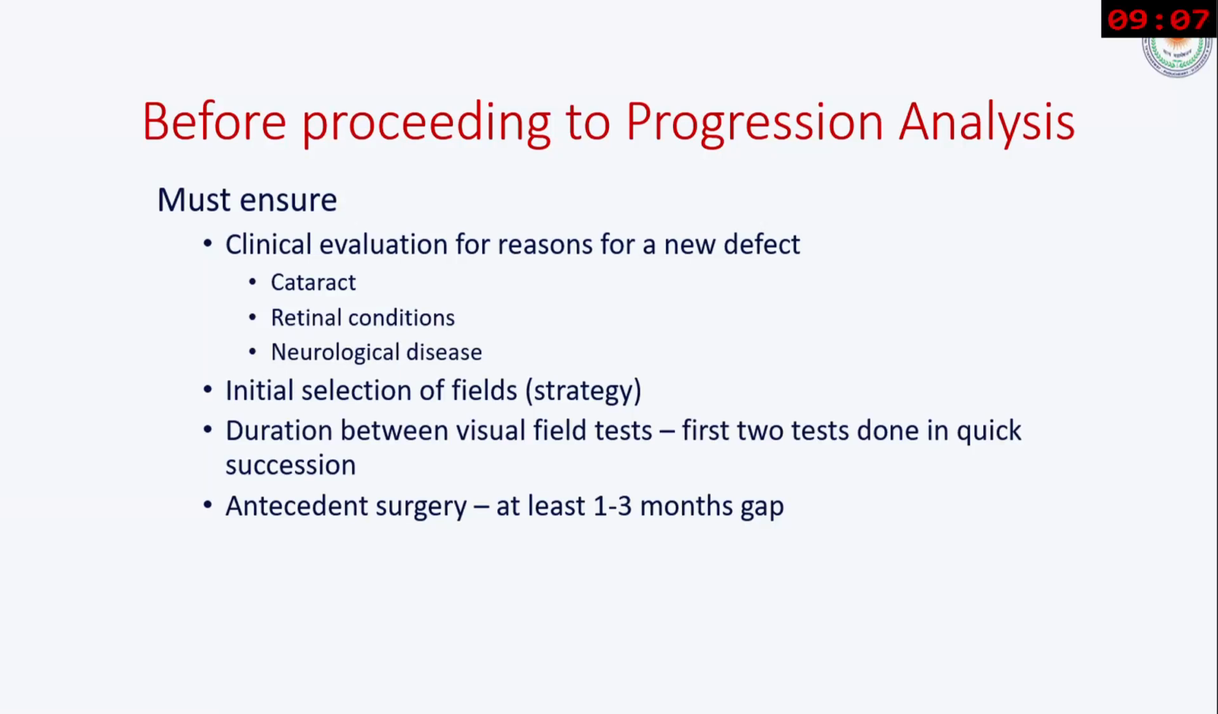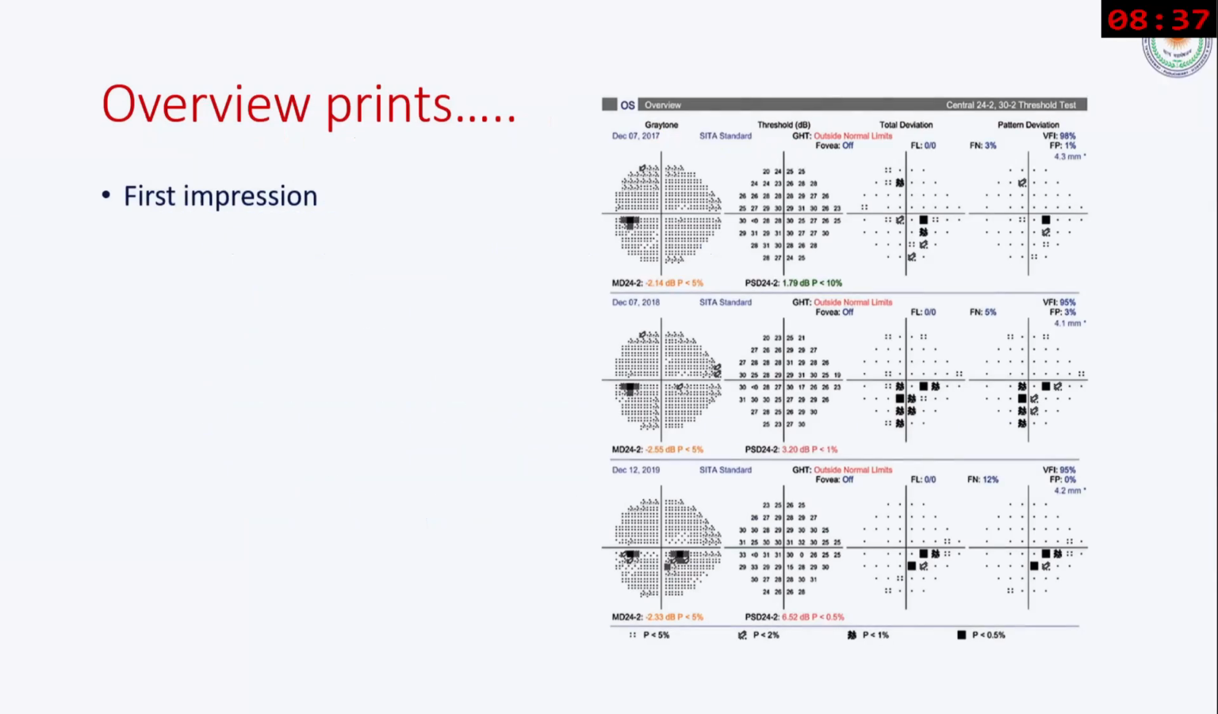So the first two fields are taken as the baseline by the GPA, so they must necessarily be done in quick succession. If you have one test that was done at one point, and another test that was done after 6 months or 1 year, and those two are taken as a baseline, you're probably not going to get very accurate results there. For any antecedent surgery, there should be at least a 1 to 3 month gap before doing the field. So all these factors have to be taken into account before we actually go ahead and do the progression analysis.